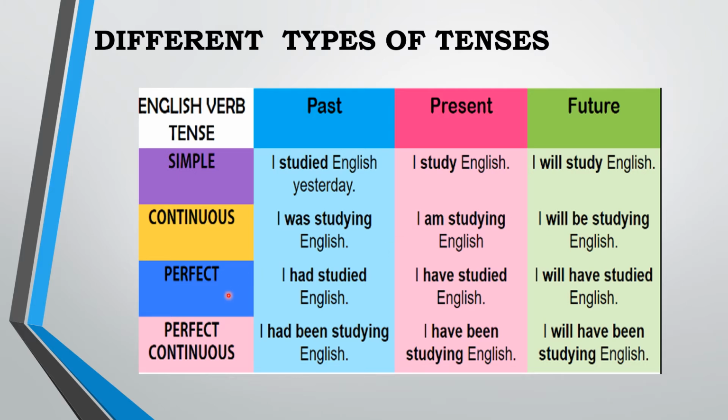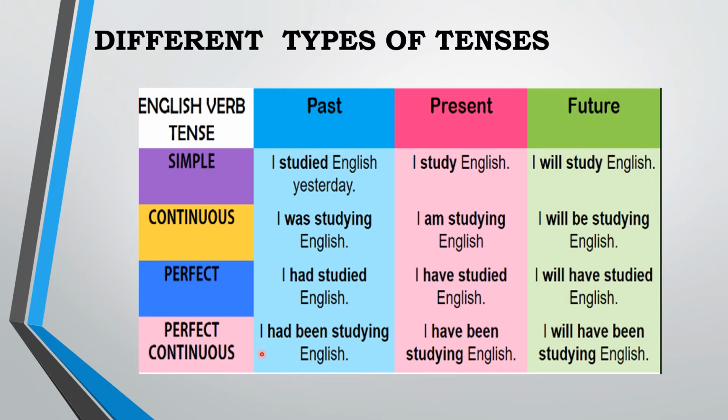Now, when you look at the perfect sentences, I had studied English. We all know that for perfect tenses, we add had or have, depending on the tense that we are using. So for past perfect, we use I had studied English. The same sentence for present perfect is I have studied English. And the same sentence for future perfect is I will have studied English. So understand the difference here.